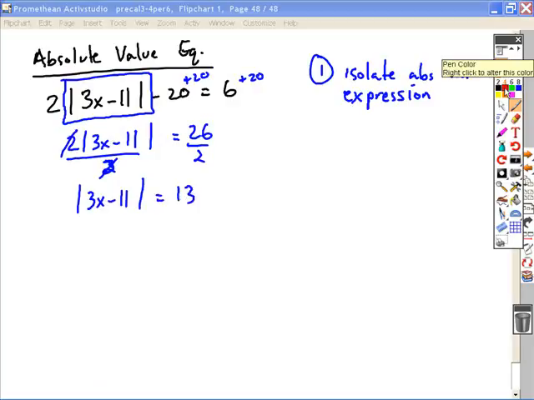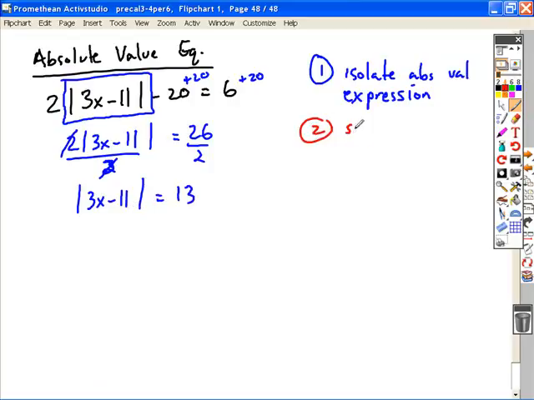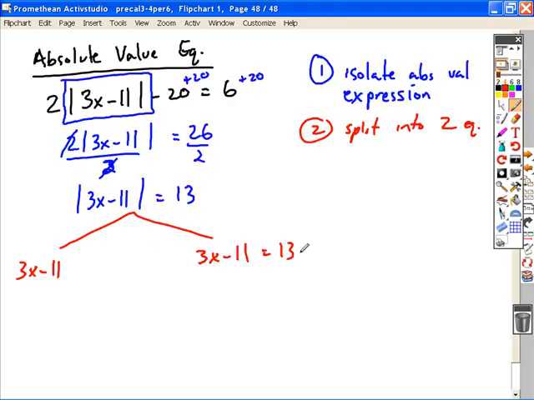Okay, once you get your absolute value expression completely alone on one side of the equation, what you're then going to do is split this equation into 2 separate equations. And the way that you're going to split those is you're always going to start with the exact expression that's inside your absolute value symbols in both of the parts that you split. On one side, you're going to set it equal to exactly what's given, 13. The other side, you're going to set it equal to the opposite of what's given.